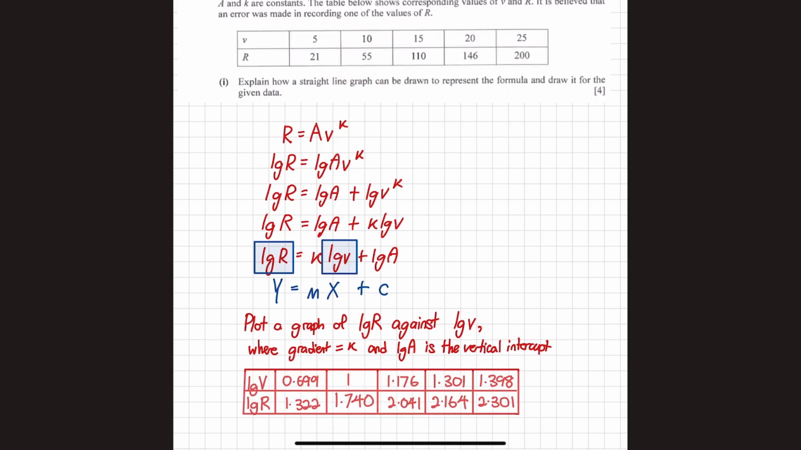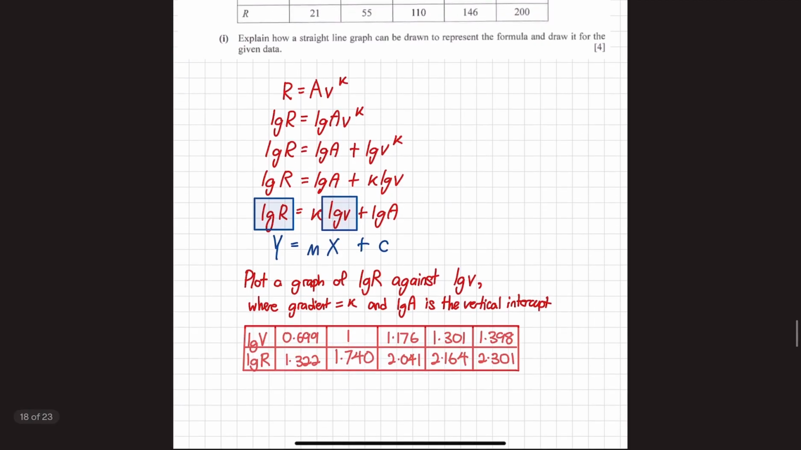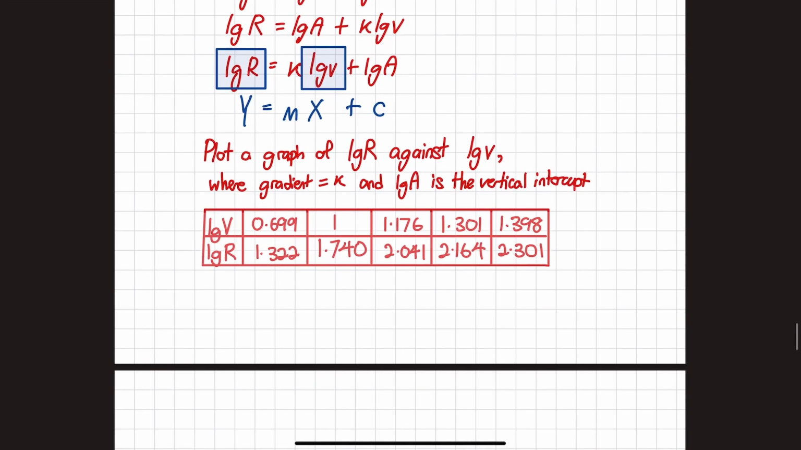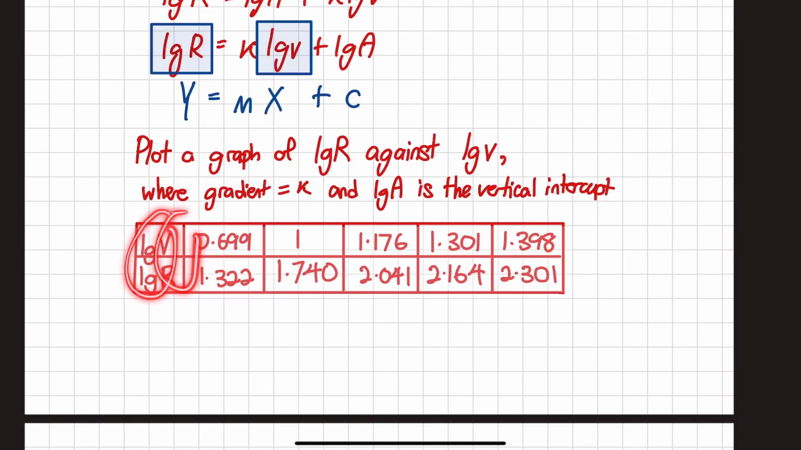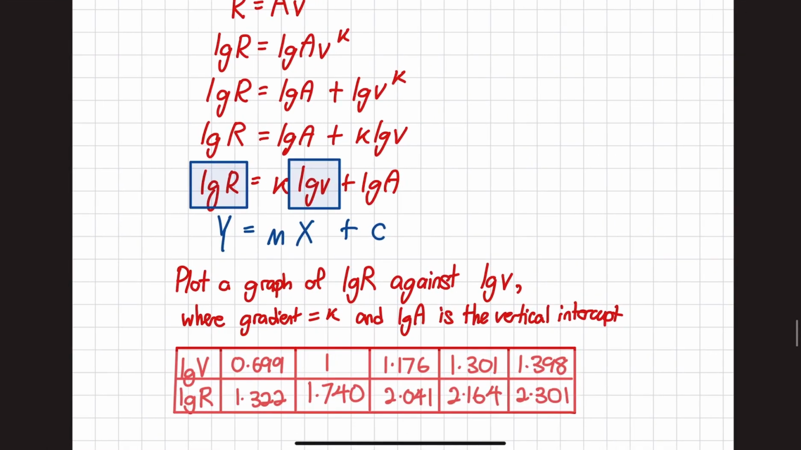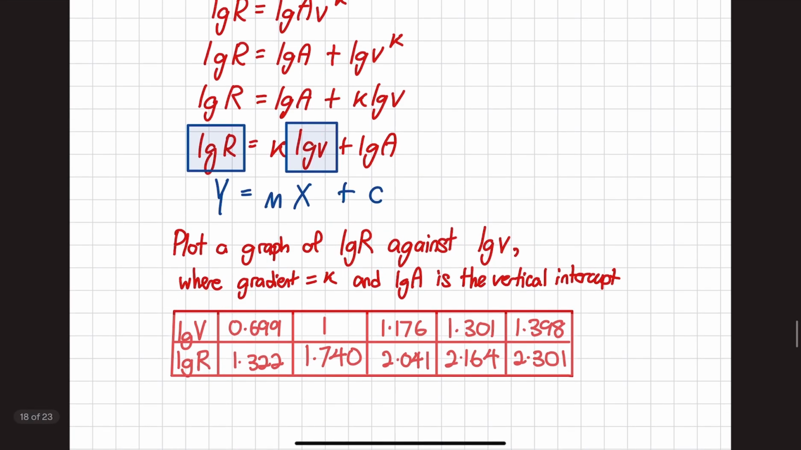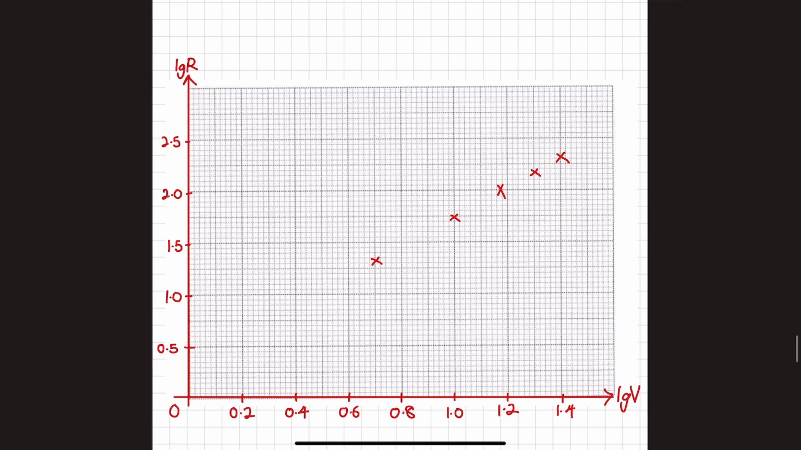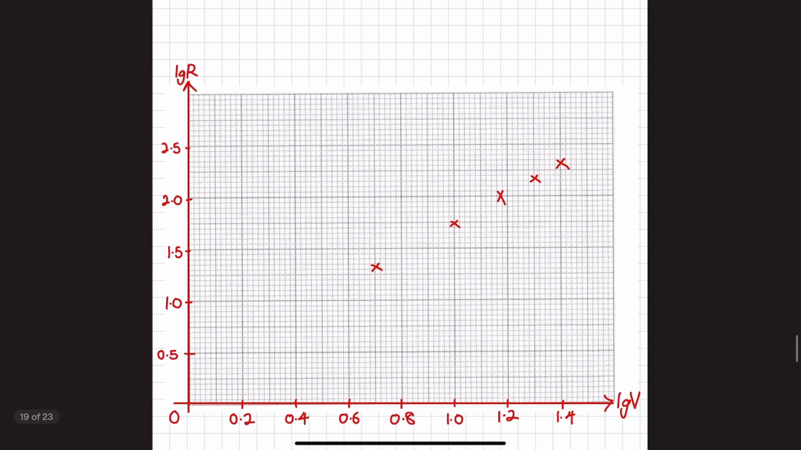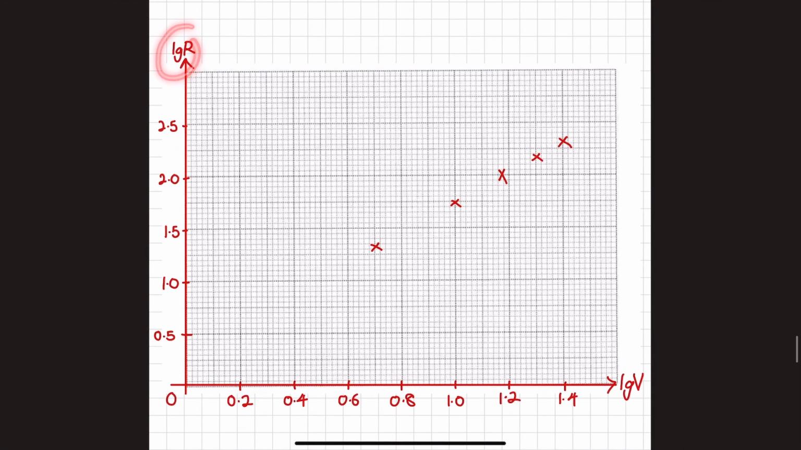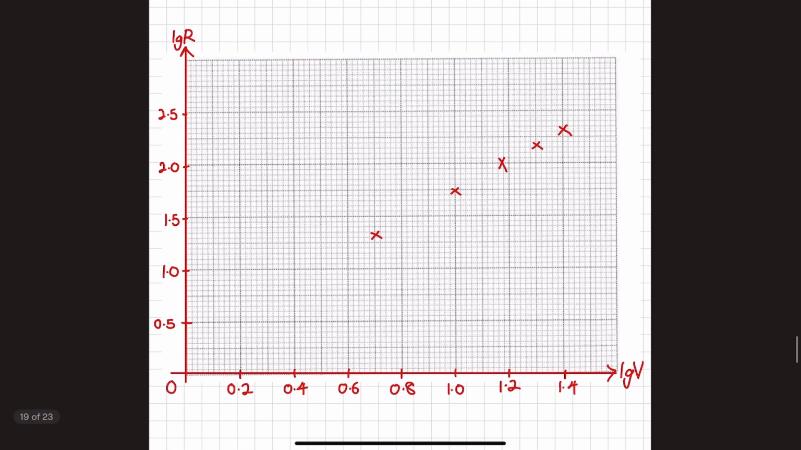Okay, once you have done that, your next step is to plot these points onto your graph paper. So over here, you check very carefully: y against x. Log R is your vertical axis. Log V is your horizontal axis, your x-axis. So if I were to plot my graph here, I should see that log R is my vertical axis, log V is my horizontal axis. Then from there, you go and plot your points onto the graph.